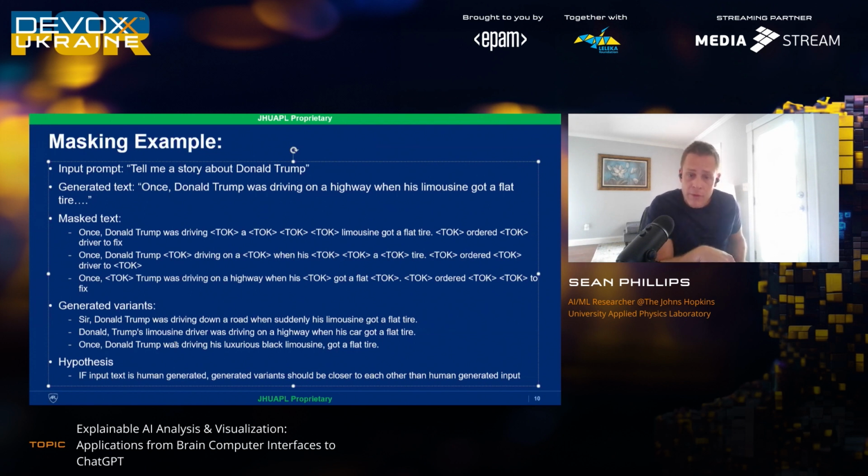But here's the catch. You know for a fact, 100%, that all those masked permutations, those variants, were generated by ChatGPT. So if you know that, now you can test a hypothesis: if the original text was human generated, it should be closer to the human generated variants than it would be to the ChatGPT variants. What you're basically doing is generating a point cloud and then doing a probability distribution against that point cloud.